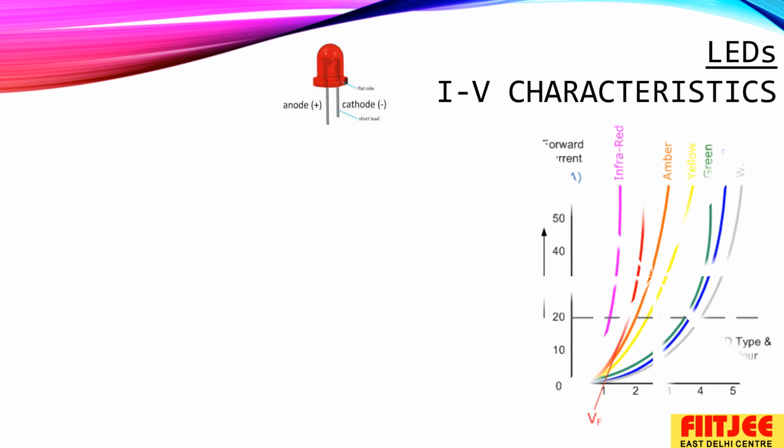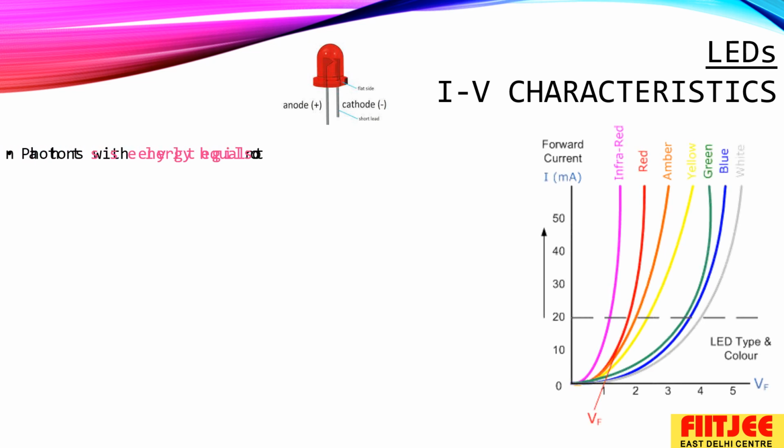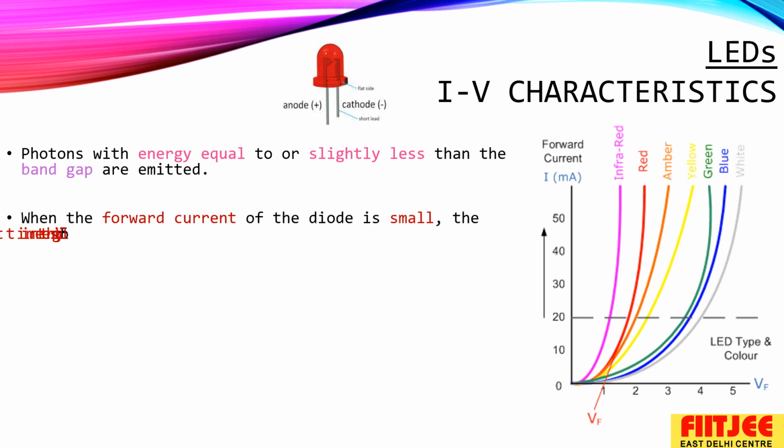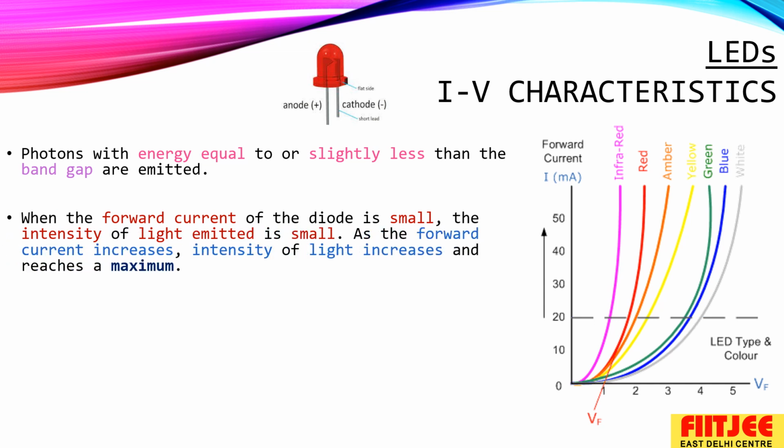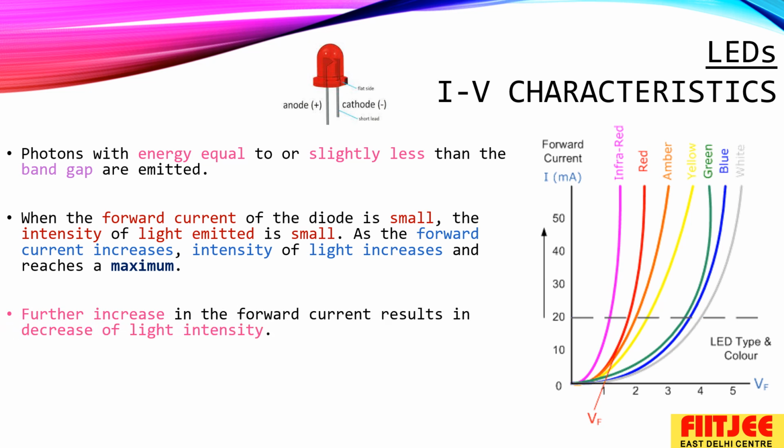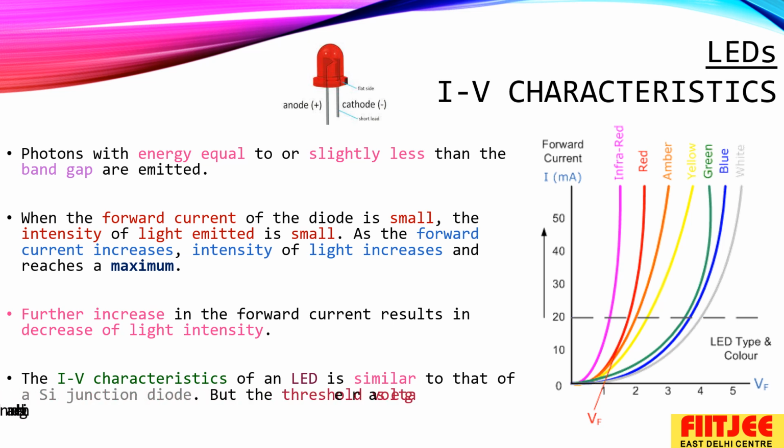Now we will see the IV characteristics of LEDs. On the right side you can see the current voltage curve for different colors. From this, photons with energy equal to or slightly less than the band gap are emitted. When the forward current of the diode is small, the intensity of light emitted is small, and as the forward current increases, the intensity of light increases and reaches a maximum. Further increase in the forward current results in a decrease of light intensity. The IV characteristic of an LED is similar to that of a silicon junction diode, but the threshold voltages are much higher and slightly different for each color.